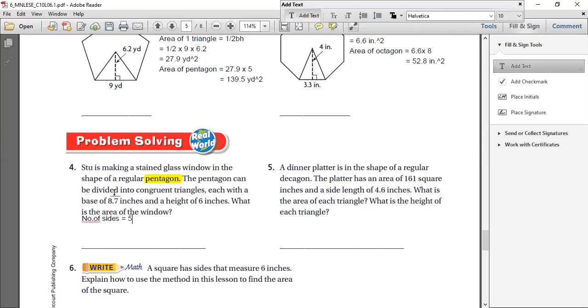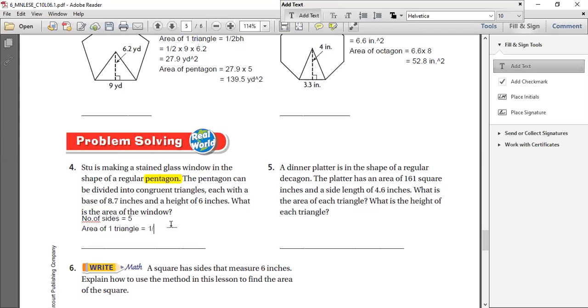The pentagon can be divided into congruent triangles. Congruent means equal triangles, each with a base of 8.7. So each triangle's base is 8.7 and height is 6. What is the area of the window? So what do you do? First find the area of one triangle. They have given you all the measurements for one triangle.